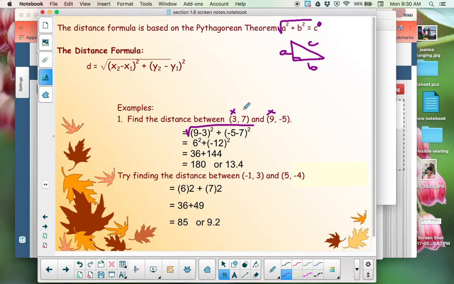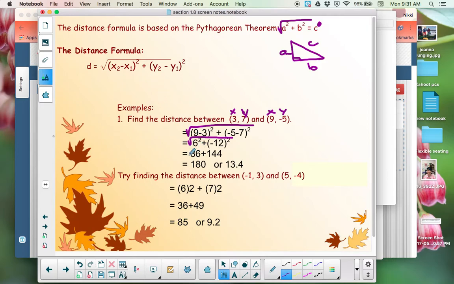Same thing here with my y values. I'm going to take the difference between my y values. I'm going to subtract my y values. 7, you can either do 7 minus negative 5 or negative 5 minus 7. It doesn't matter either way. In this case, I happen to get negative 12, but when you square a negative, it's going to turn positive anyway. So you can see here I took 6 squared, and I'm going to take negative 12 squared, but that's going to turn to a positive. Anytime you take a negative value and square it, it's going to turn positive. So it doesn't matter whether you do 7 minus negative 5 or negative 5 minus 7.